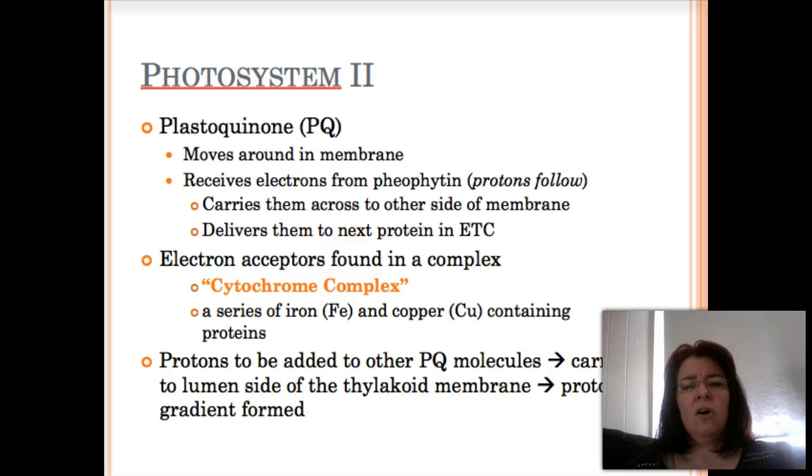Remember that all of the electron transport chain, electron acceptor molecules, the proteins, are found in this big complex called the cytochrome complex. And just like we saw in the mitochondria, these proteins are a little odd in that they're associated with things like iron and copper and heme. The other job that plastoquinone does is it carries protons from one side of the membrane to the other, helping to build a proton gradient inside the thylakoid lumen.